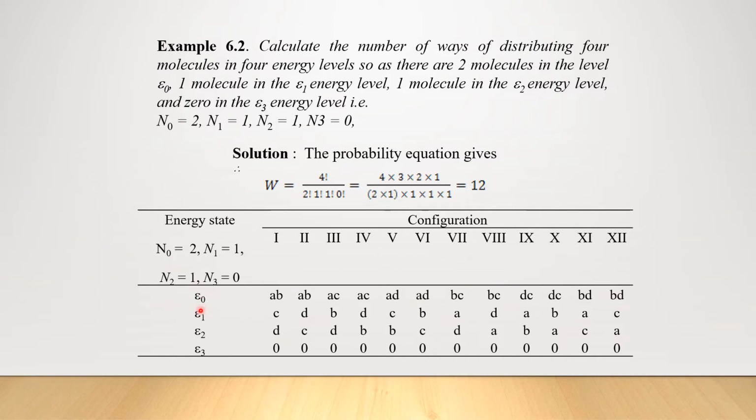Okay, out of that the first energy level epsilon 0 will have 2 molecules. So see, in all the 12 configurations, 2 molecules are arranged in the energy level epsilon 0. Then the second energy level, that is epsilon 1, will have 1 molecule. The third energy level, that is epsilon 2, will have again 1 molecule. And the fourth energy level, which is given by epsilon 3, will have 0 molecules. So whatever answer we have got from the probability equation, the same can also be arranged in this particular way.